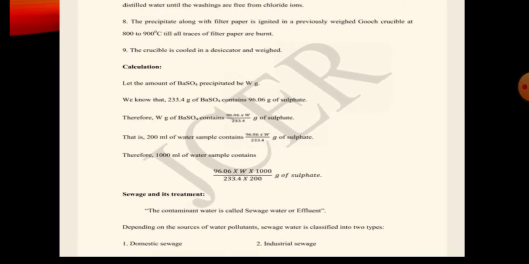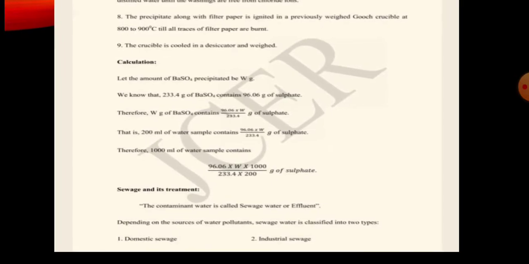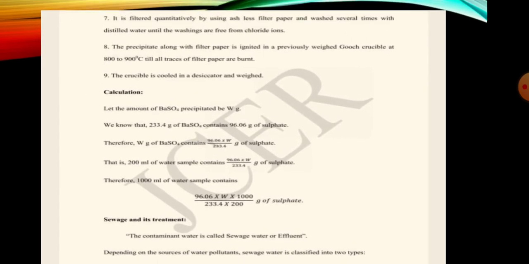Okay, next, sewage and its treatment. What is sewage and its treatment? There are two types of sewage: domestic sewage and industrial sewage. These are the two types of sewage, which is very important.